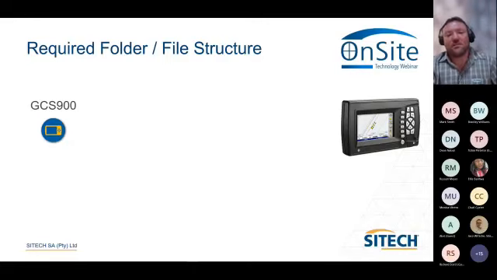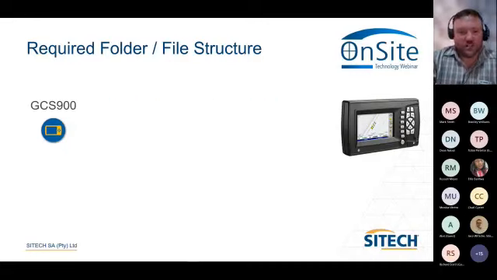So the GCS 900 system has a unique file structure. You need to have your files in that file structure to be able to send them to the machine so that the machine can read your design. Otherwise it will tell you it doesn't pick up your design. So what is that file structure?